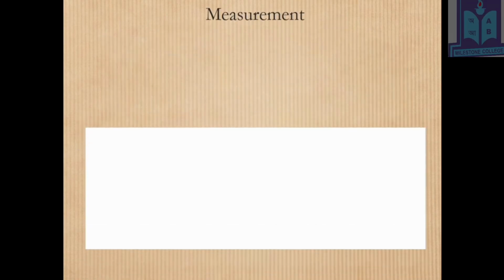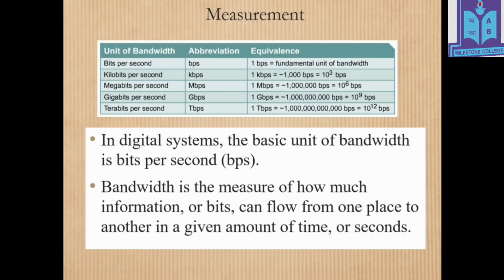Measurement. We can know some measurements that we have in bandwidth criteria. First you can see this one, bit per second, bps, that means 1 bps equals a fundamental unit of a bandwidth. 1 bps is a single bit per second, the lowest equivalent fundamental unit of a bandwidth. Then we have kilobits per second.